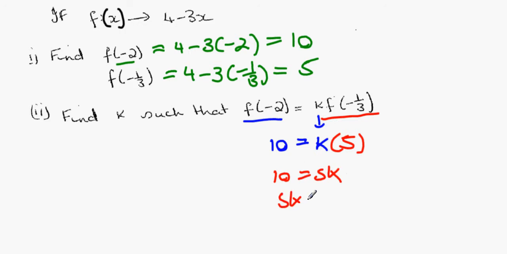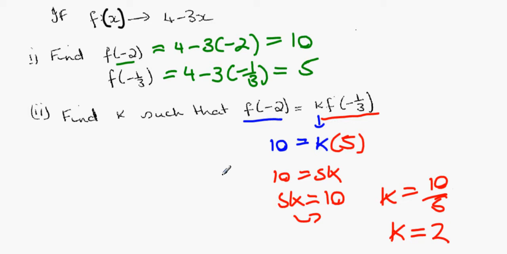Or 5k equals 10. Bring the 5 underneath. K equals 10 divided by 5. K equals 2. Okay, so that's quite easy.